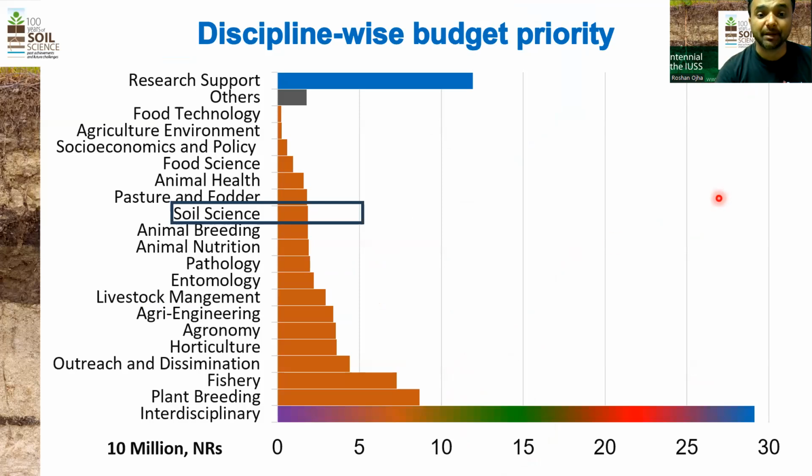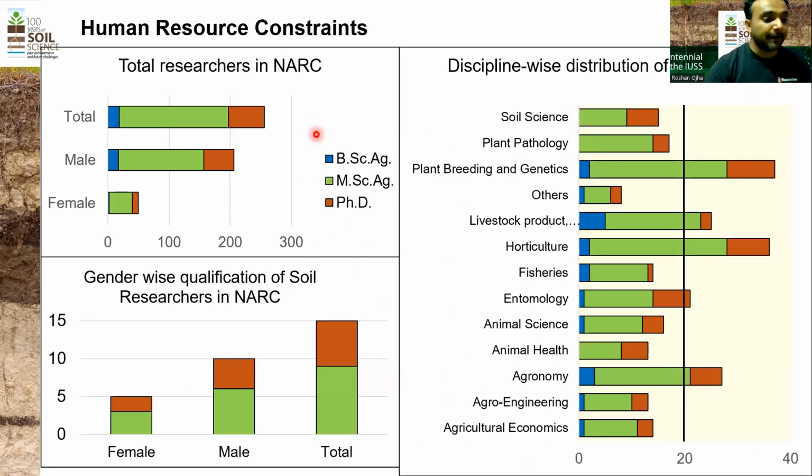If we see the discipline-wise budget priority, soil science only received around 200,000 United States dollars, which includes all the salary and the research support cost. So amidst the resource constraint, with the limited budget, we also have to work with limited human resources. Out of the total resources in the research sector, the average researcher number is below average in soil science, and gender-wise, there are fewer female researchers compared to male researchers.